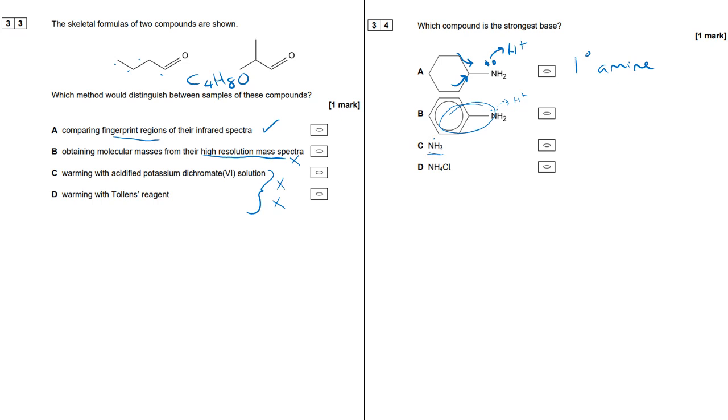NH3 does act as a base, but the primary amine is a stronger base than ammonia. NH4Cl doesn't have a lone pair available to accept a proton, so that's not a base. So the strongest base there is the primary amine. So A is the correct answer.